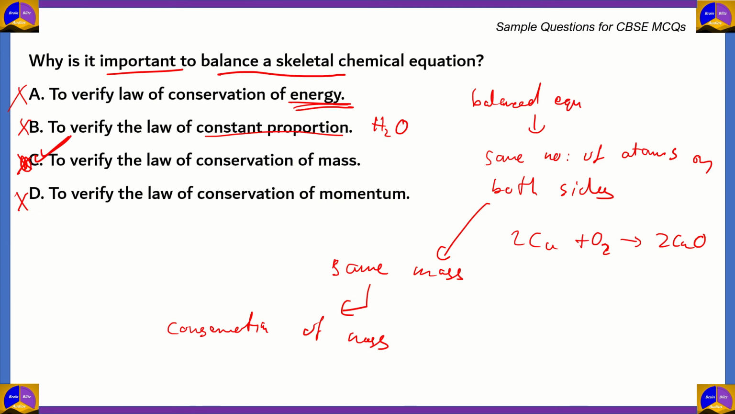So the correct option here is option C, to verify the law of conservation of mass, because in a balanced equation you have the same number of atoms on both sides. That means you have the same mass of that particular atom, so the conservation of mass is achieved when we balance a skeletal equation.